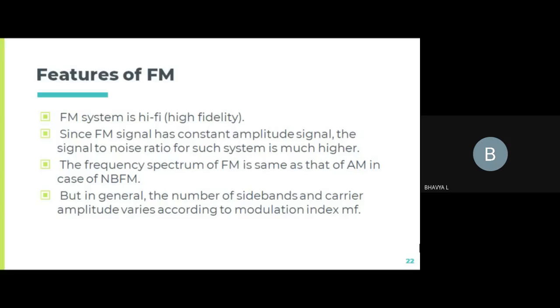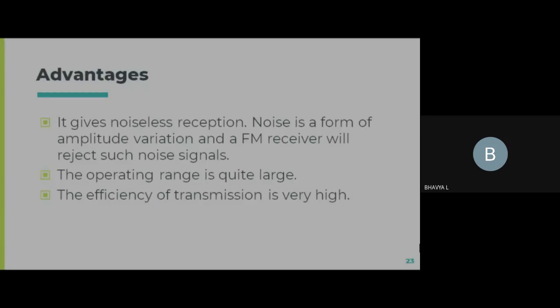Features of FM. Since an FM signal has a constant amplitude, the signal to noise ratio for such systems is much higher. The frequency spectrum of FM is the same as that of AM in the case of NB-FM, but in general, the number of sidebands and carrier amplitude vary according to the modulation index MF.